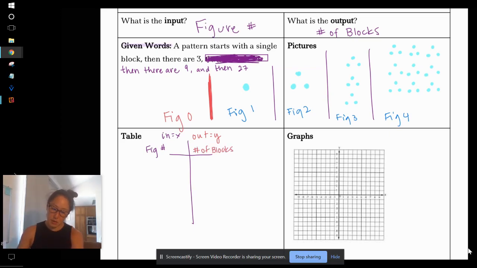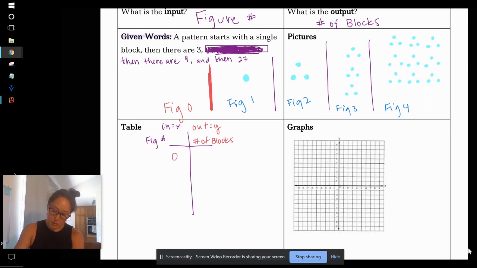Okay, so in figure 0, in figure 1, in figure 2, in figure 3, and in figure 4, I just look to see how many dots there are. So in figure 1, there is 1 dot. In figure 2, there are 3 dots. In 3, there are 9 and 27.